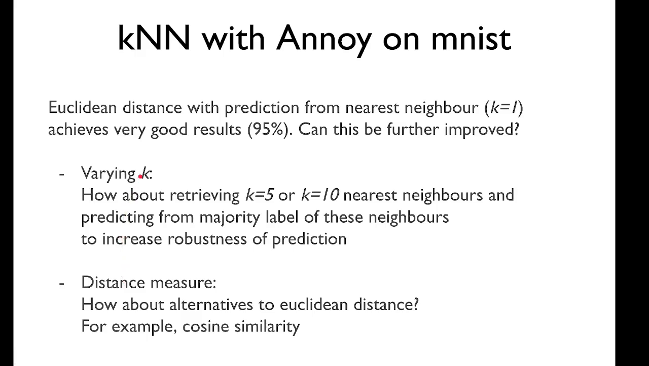So instead of leaving K at 1 and picking the closest neighbor and making that our prediction, we could take the top 5 K neighbors, the top 10 closest neighbors. And then we could look at those 5 or 10 labels and make up our mind what the best prediction is. And in terms of distance measure, instead of the Euclidean distance, we could, for example, measure the angle and implement the cosine similarity instead of such an absolute value.